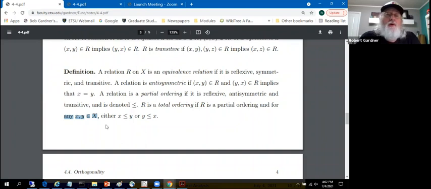In a total ordering, we have any pair of vertices. One is related to the other. So either X is less than or equal to Y, or Y is less than or equal to X, using the notation of partial orderings.